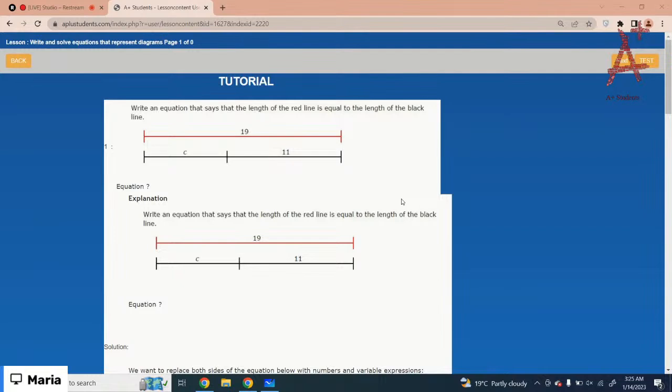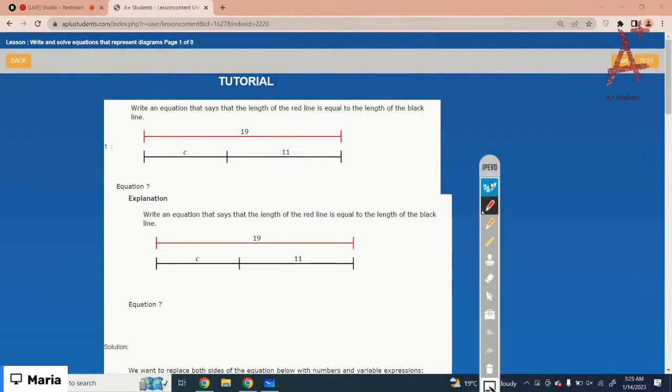Let's just look at the length of the red line. Here the length of the red line is mentioned, that is 19. Got it. And the length of the black line is also mentioned. The black line has two segments and the length of those segments is c and 11. Got it. That is the length of the black line and they are equal. So that means c plus 11 equals 19. Got it. That is the equation you can write.